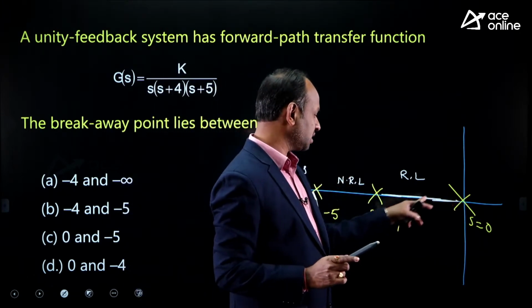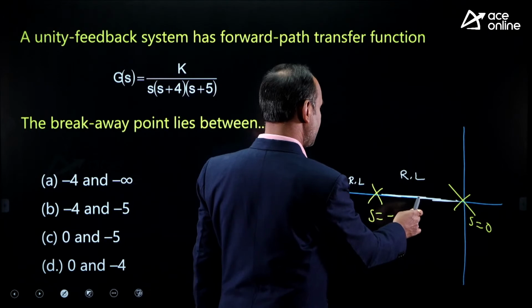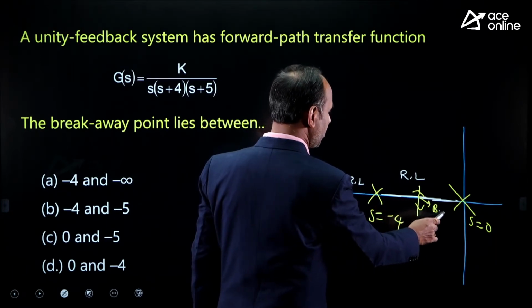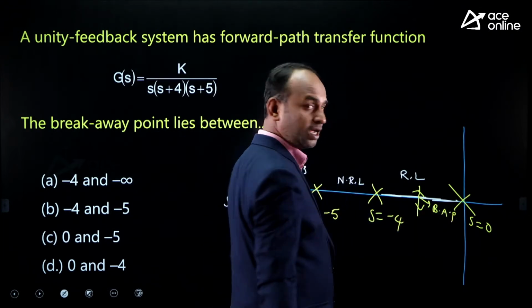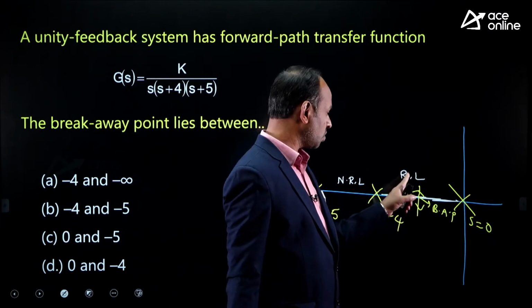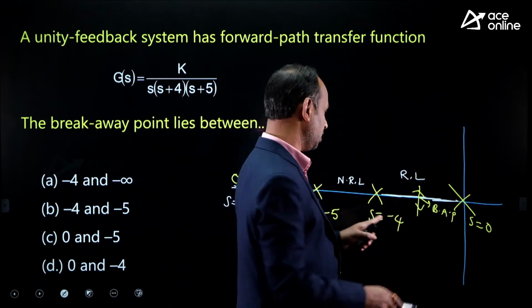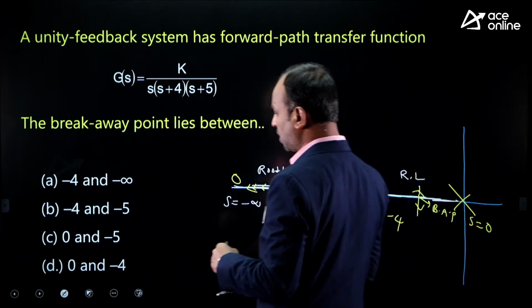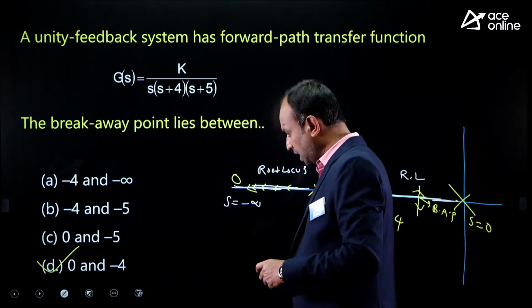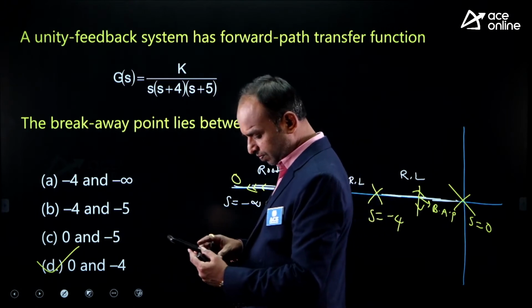Only a breakpoint exists in between 0 and minus 4. Between 0 and minus 4 only, a breakaway point exists. Simple technique: whenever two poles are adjacently placed on the root locus, there exists a breakaway point. So a breakaway point is compulsory between 0 and minus 4. The correct option is D, the right answer.